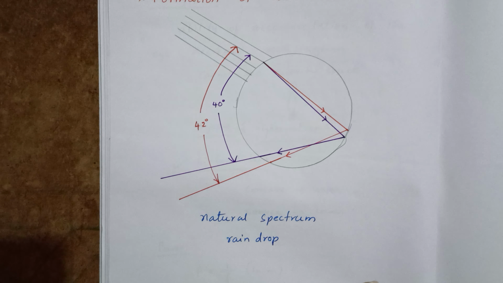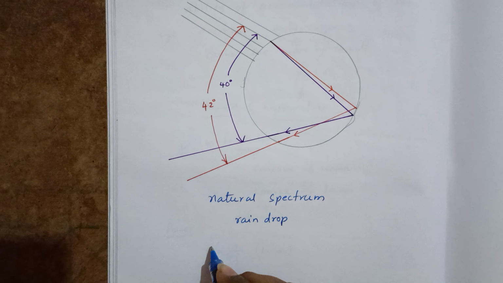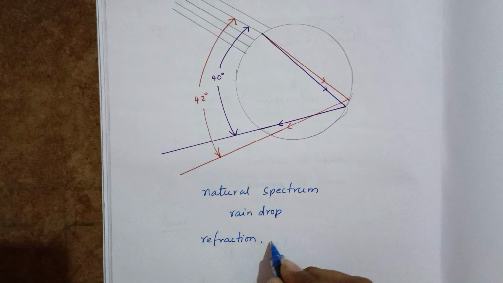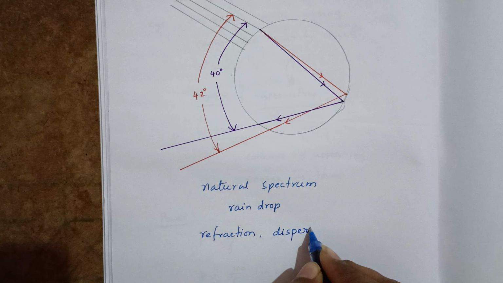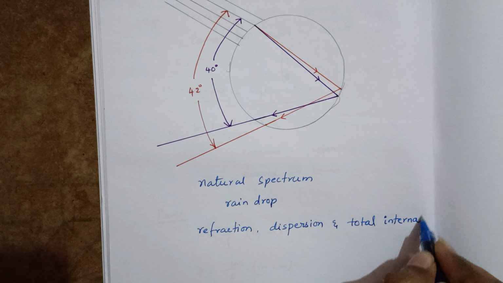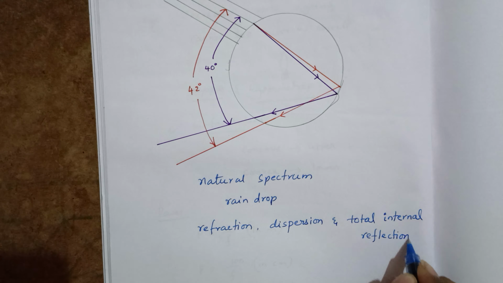Now, in the formation of a rainbow, refraction, dispersion and total internal reflection take place. These three phenomena, these three properties of light, are involved in the formation of a rainbow.